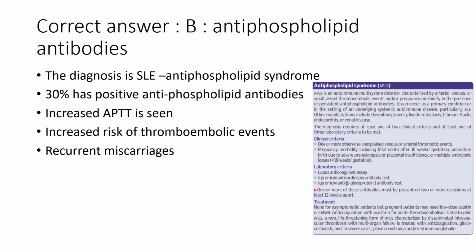One more important thing mentioned in the criteria is that one or more of these antibodies must be present on 2 or more occasions, at least 12 weeks apart, to give us the final diagnosis. Of course, if the patient is asymptomatic but pregnant, then the patient will need low dose aspirin or low molecular weight heparin. Anticoagulation with warfarin may be required for acute thromboembolism, and if there is a catastrophic situation with DIC or multi-organ failure, then this needs to be treated with anticoagulation, glucocorticoid, and in severe cases, even plasma exchange and or IV immunotherapy.